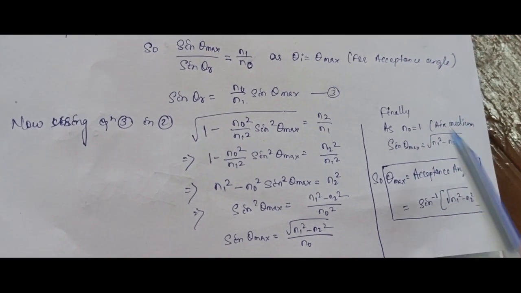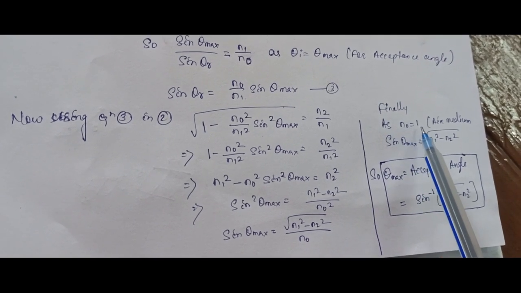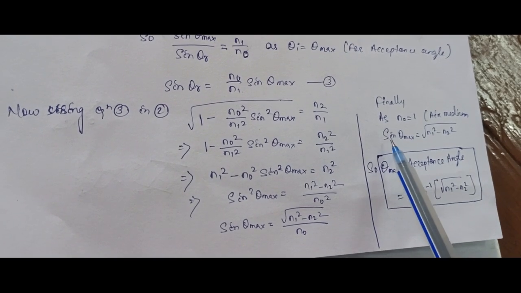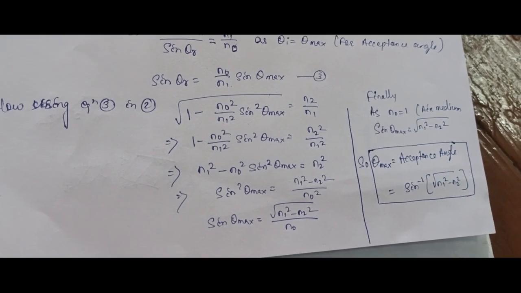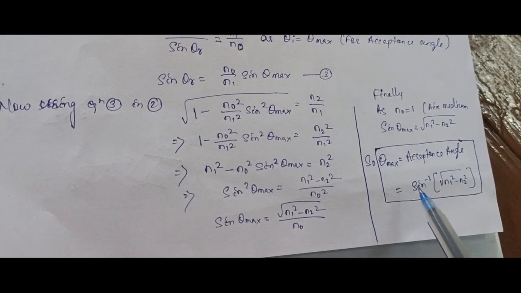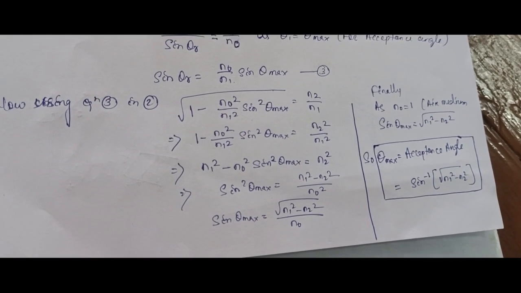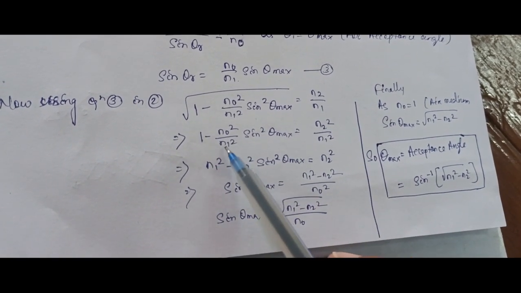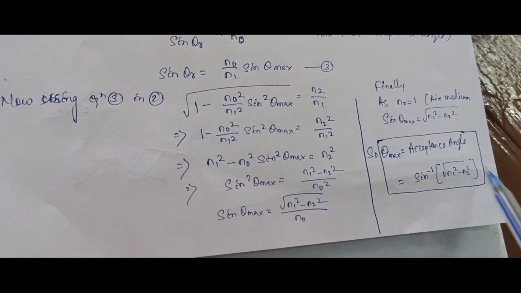Now finally, as you know, the refractive index for air is always considered as 1. If we put the value 1 here, we get sin theta max is equal to under root of n1 square minus n2 square. To obtain the value of theta max, that is the acceptance angle, we have to take the sine inverse of this term. So this is the formula for the acceptance angle. If you take the LCM on both sides, the n1 square value cancels, and you can get the following expression.